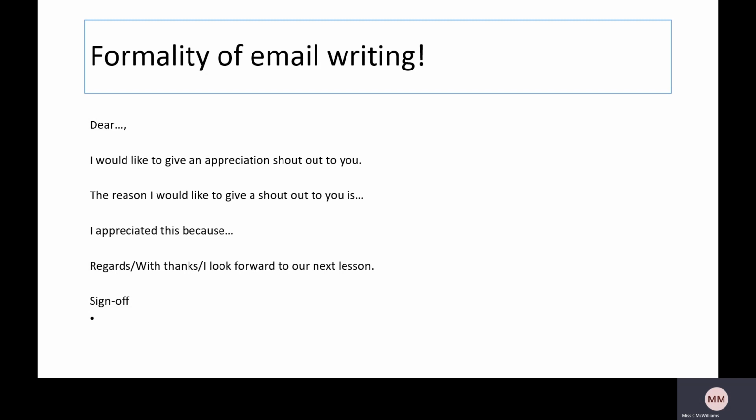So I'm going to send out this structure to you, and I would really like you to use this as a basic structure for your email of appreciation. You don't have to keep it exactly like this, but this is the kind of thing we should be doing. You're going to start with Dear and the member of staff's name. For me, I always like to start my emails by asking how somebody is, or starting with something positive. How are you? I hope things are well. But in this instance, I'd like you to give an appreciation or a shout out. Tell that member of staff why you would like to give them a shout out and why you appreciate them. Then it's really important for us to sign off our emails at the end. Regards, with thanks, best wishes. I look forward to our next lesson. So again, ending with something positive before you sign off.